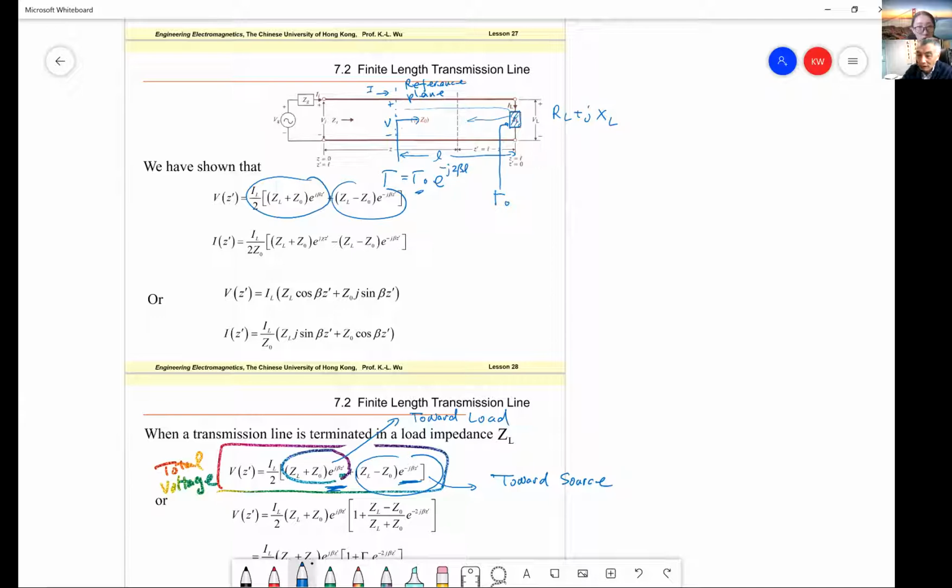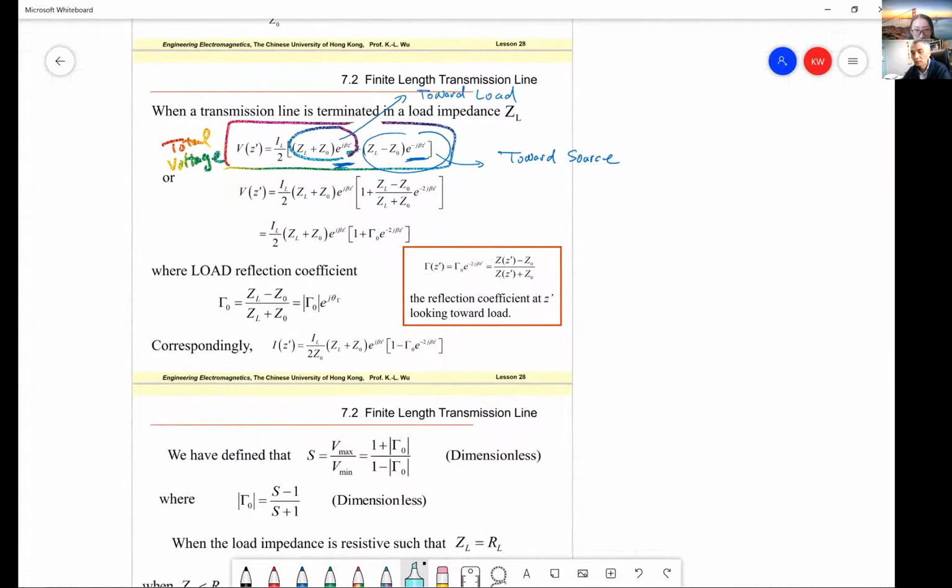Because both are traveling waves, for current, this term and this term separately, we can divide by the characteristic impedance. Don't forget, for the wave traveling to the source, that is the negative z direction, we have a minus sign. We have repeated this many times.